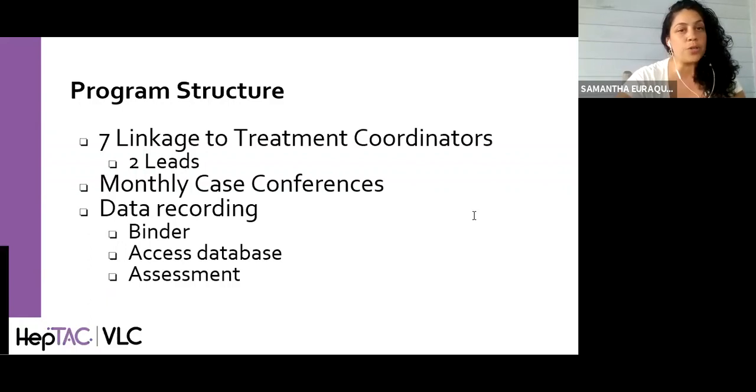So the program structure is we have 7 linkage to treatment coordinators, although 2 of those positions have been incredibly difficult for me to fill. And I really hope that in the next 2 weeks, I'll be able to fill those positions because we've done the interviews and we're very close. I am missing 1 lead and 1 person to cover the Southwest region of Louisiana. We decided on 7 linkage to treatment coordinators, and that was largely based on disease burden. So again, that can be problematic.